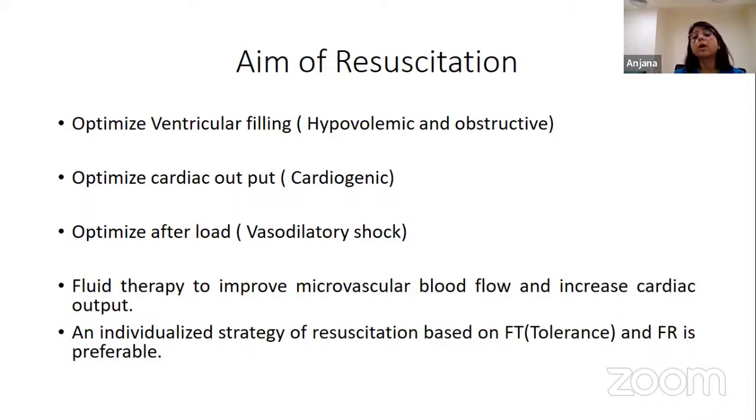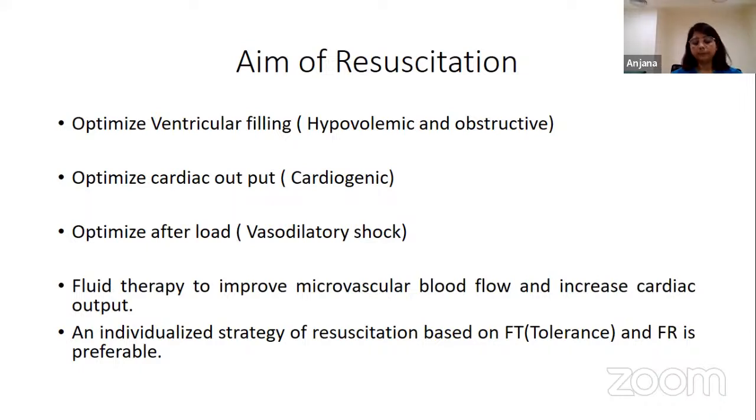Second is to optimize your cardiac output and optimize your afterload, especially in vasodilatory shock. So your aim is to give fluid therapy to improve the microvascular blood flow and improve the output. An individualized strategy of resuscitation should be given depending on the fluid tolerance and responsiveness.